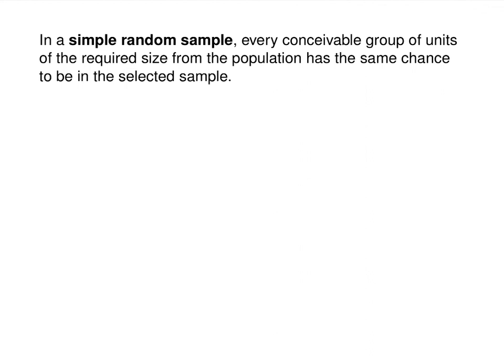Now, in a simple random sample, every conceivable group of units of the required size from the population has the same chance to be in the selected sample. So this just means that if your population is half women, half men, women and men each have a 50% chance of getting into the sample. That's the basic idea.